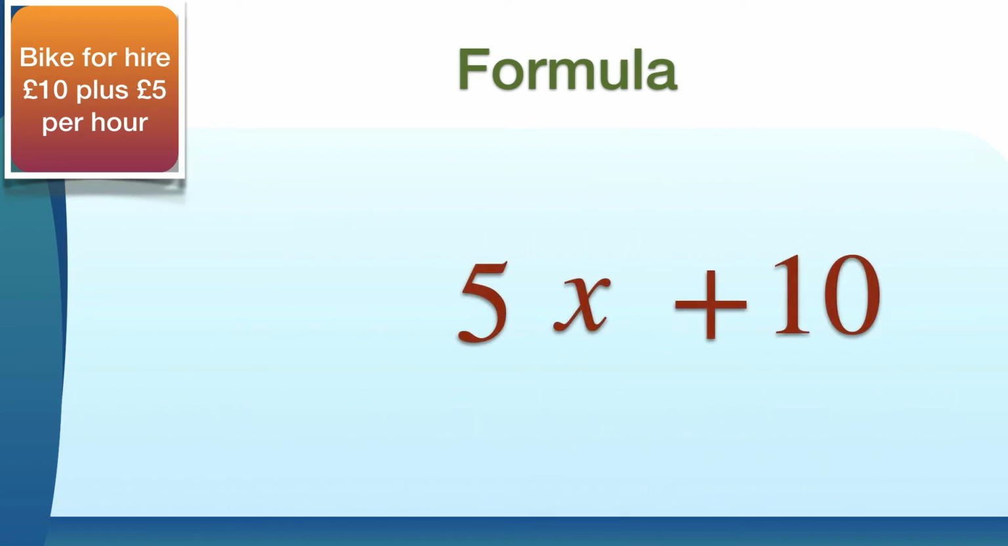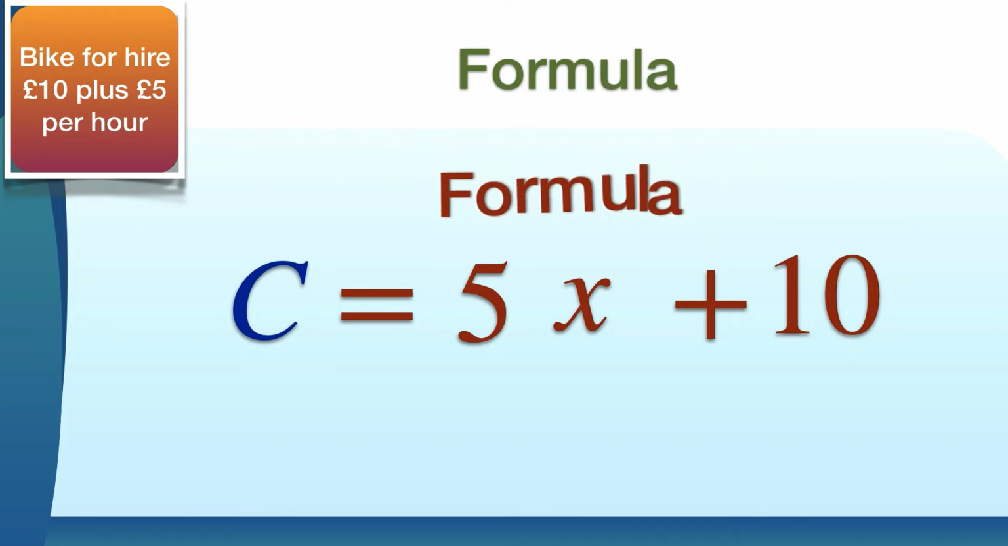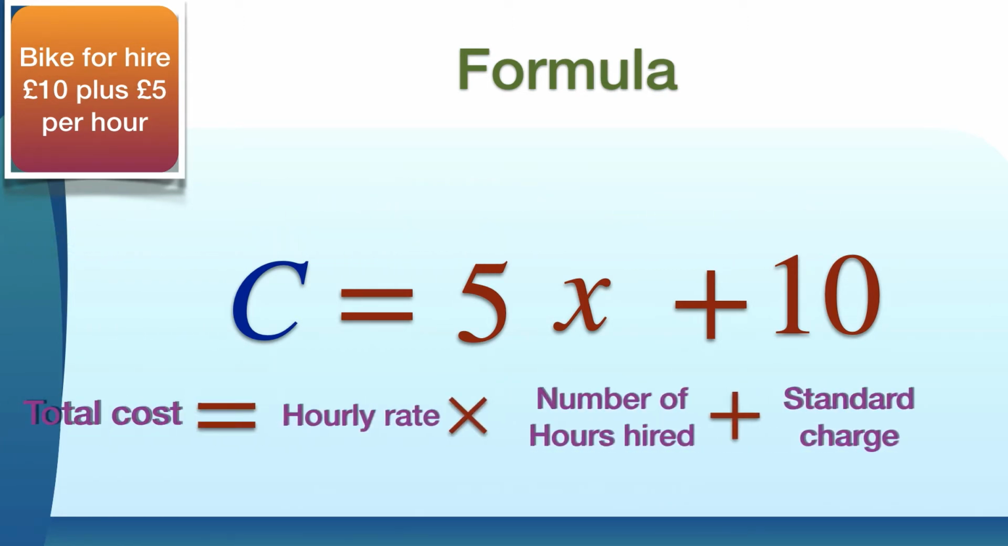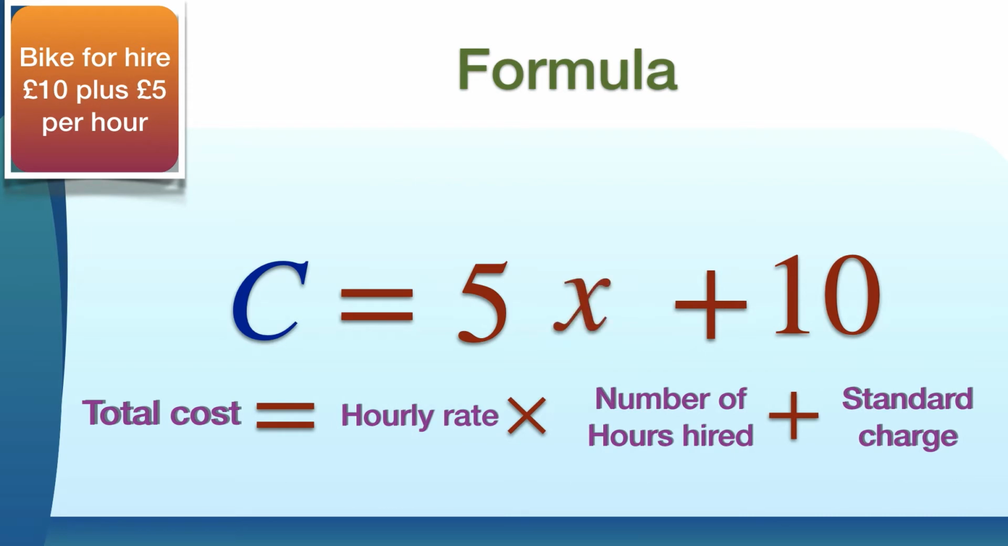Let's now suppose that the total cost of the hire is denoted with letter C. We can then write the total cost of the hire as C equals 5x plus 10. This is now an example of a formula. C only appears once on the left hand side of the equation, so C is also known as the subject of the formula. Formulas are basically a set of instructions for working something out. They always have at least two unknown letters.